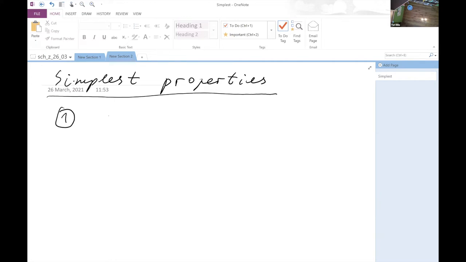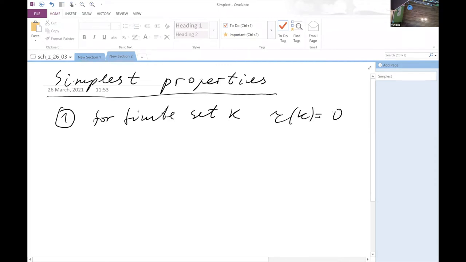Okay, so for a finite set K, tau of K is zero. Next, it is monotonic. If K prime is a subset of K, then clearly tau of K prime is at most tau of K; this follows immediately from the definition.